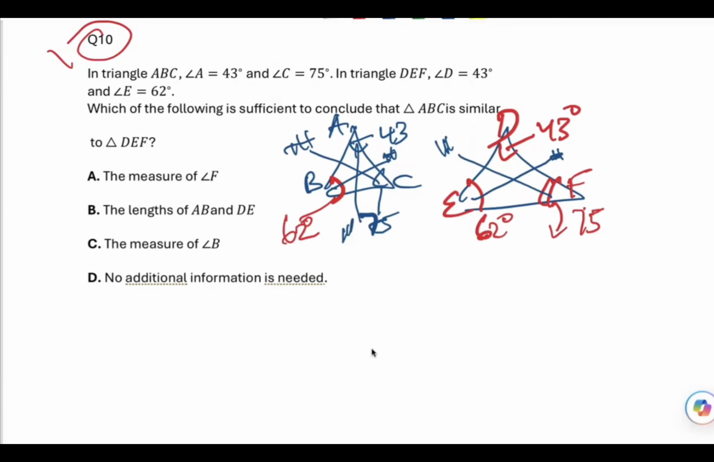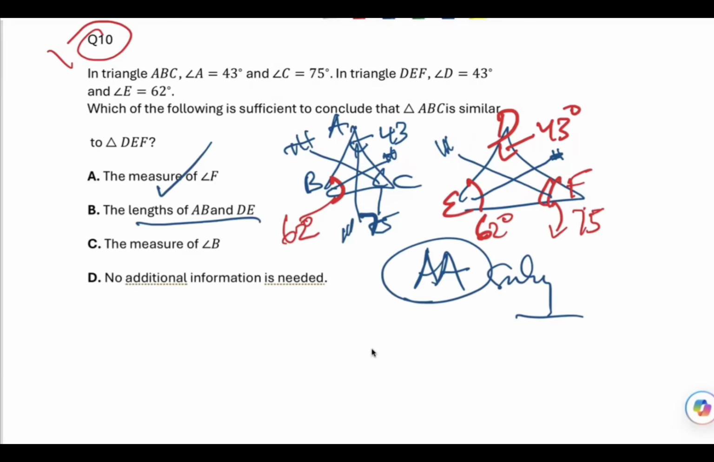And therefore, all these sides are scaled and the angles are the same. So just by angle similarity, this equation is satisfied. I don't need to know the measure of F because it's already given. I can calculate it. I don't need to know the length. If I know all the angles are the same, I already know the sides should be the same in the scale factor form. I don't need to know B. Therefore, D is the right answer.